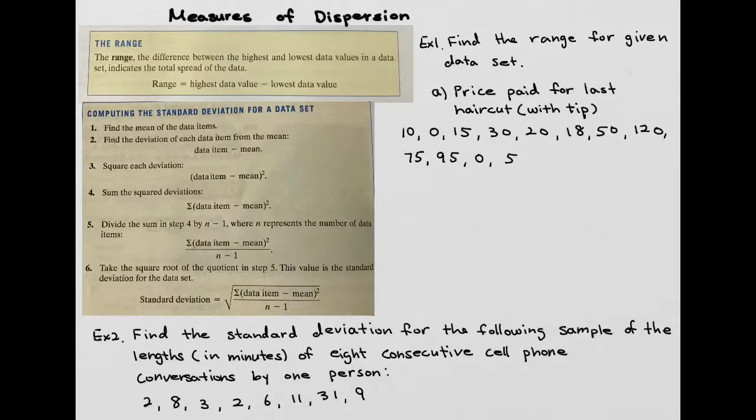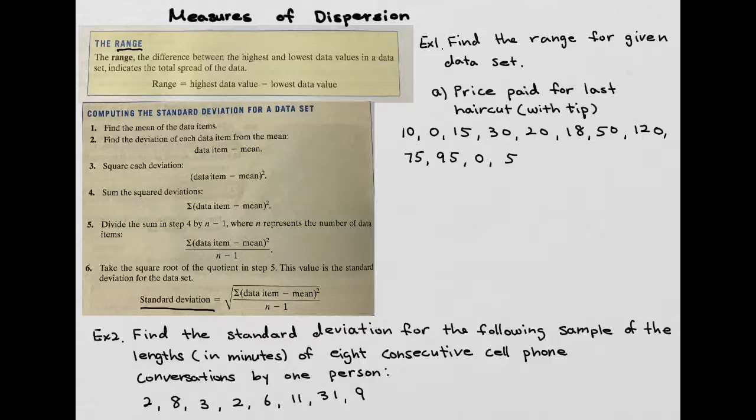In these sections, we're going to talk about measures of dispersion. Measures of dispersion are used to describe the spread of data items in a data set. One way of showing dispersion is the range, and we also have standard deviations. Those are the two items we're going to look at in these sections. First, we're going to talk about range.